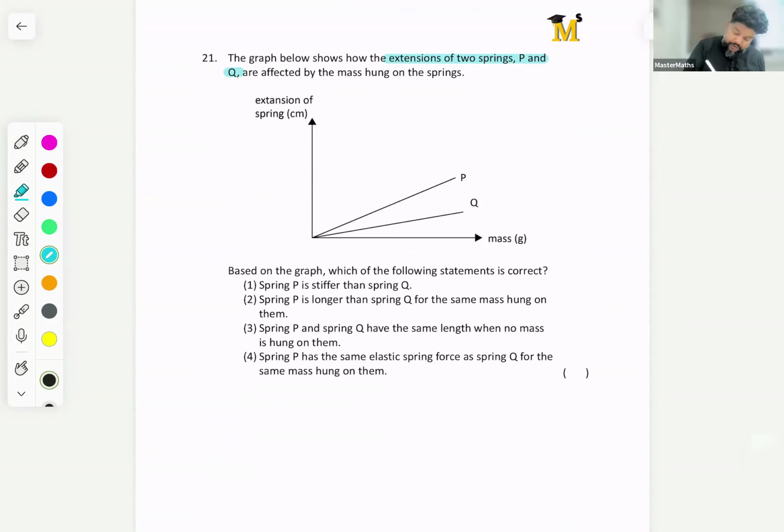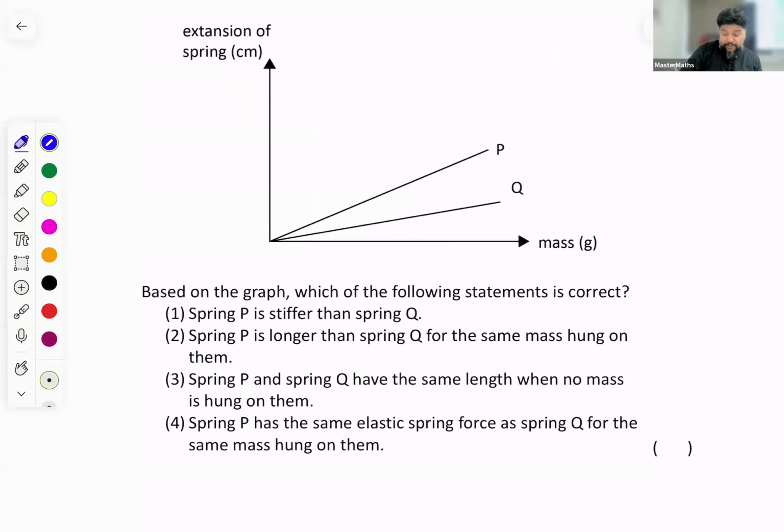Okay. Now, which spring extends more? Which spring extends easier? P. So P is what we call a more elastic spring because it extends more easily. Q is a stiffer spring. Okay, so let's look at this. Option number one says P is stiffer than Q. Is that true? No, that is false. Okay, we learned that is false. P is longer than Q. Is that true?